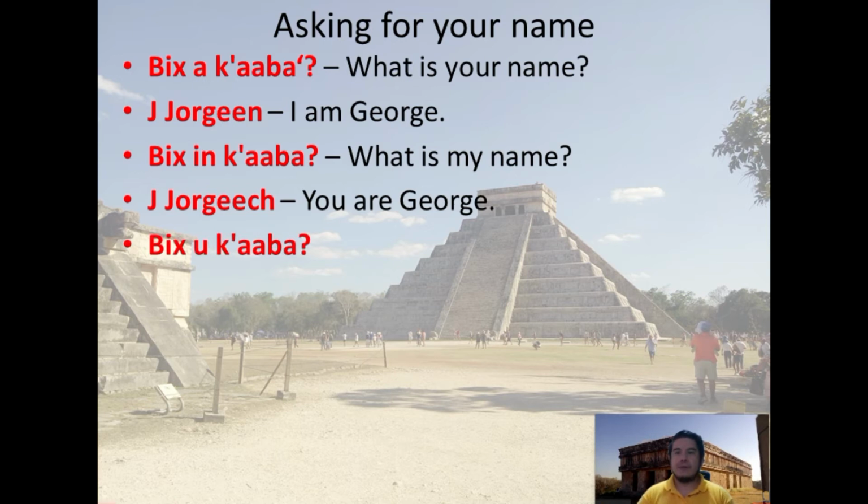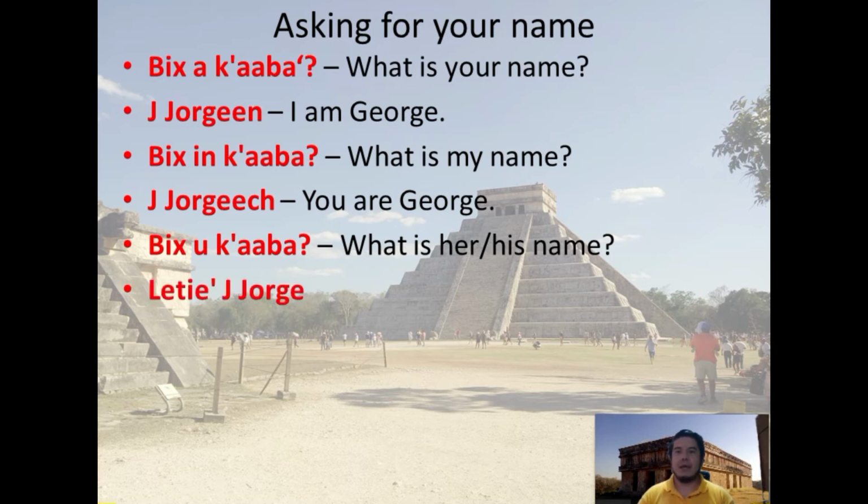Then we have Bishukaba, which is third person singular. What is her or his name? It is important that in this particular question there is no specific gender, which in English would be his or her. This is the only third person singular question. And the answer would be Letier Jorge, which means his name in this case is Jorge or George.